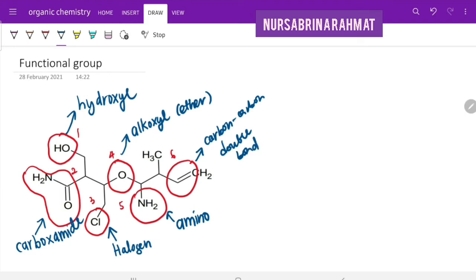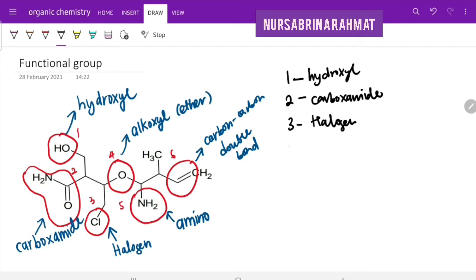Let's rewrite. The first functional group is hydroxy. The second functional group is carboxamide. The third functional group is halogen. The fourth one is alkoxy.